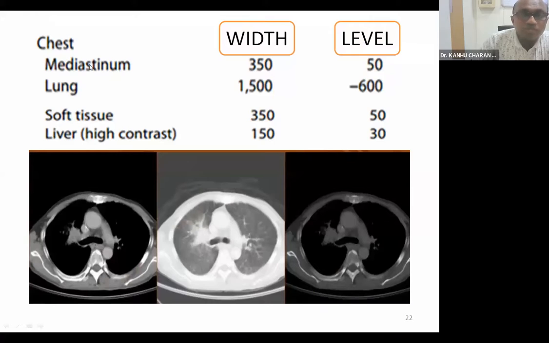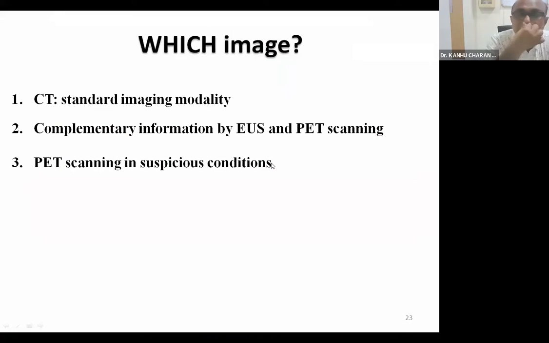So these are the various windows: mediastinal window, lung window, soft tissue window, liver window. They have various widths and levels, so that you can go ahead with the contouring. Which image is the standard for this? The standard image is the CT.